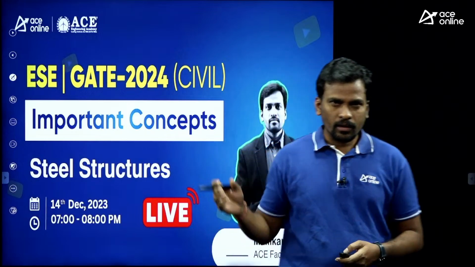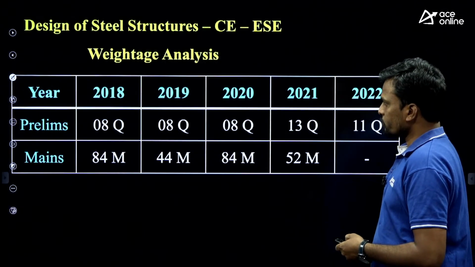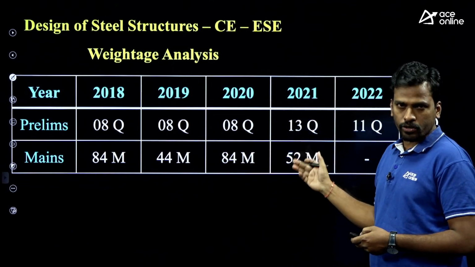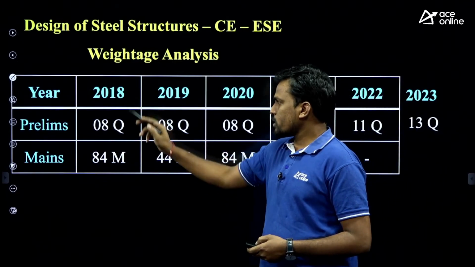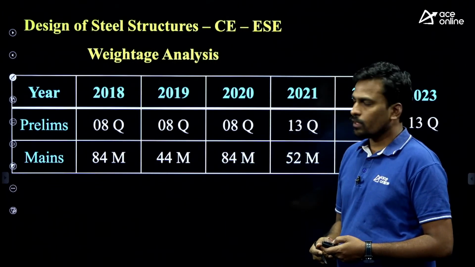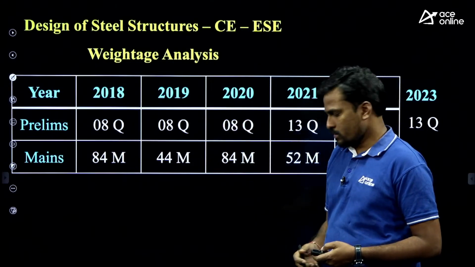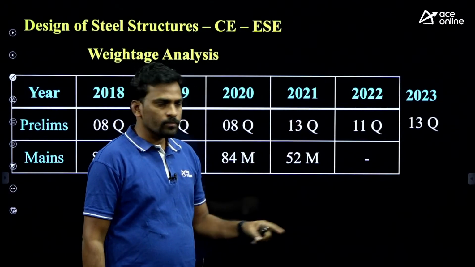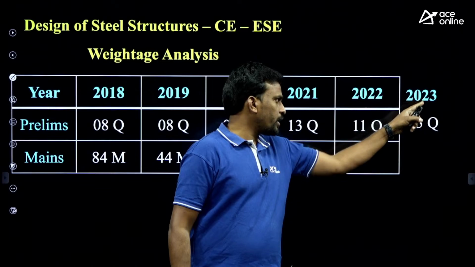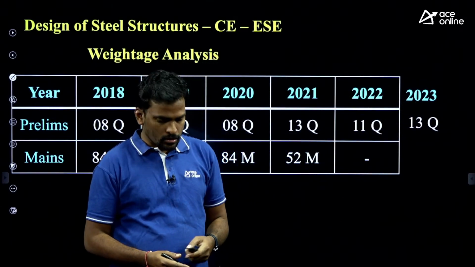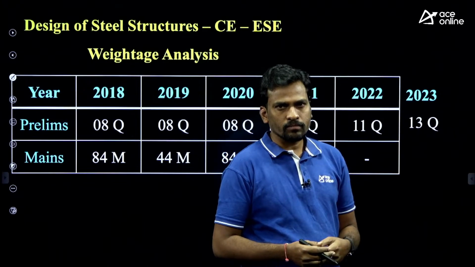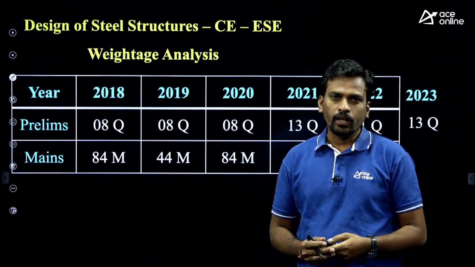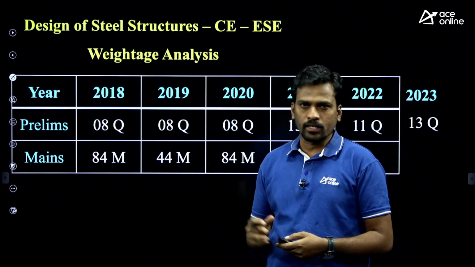If you see the ESE weightage, these are previous questions, the number of questions. In 2018, 8 questions in prelims, 2019 also 8 questions, and in 2020, 8 questions, but in 2021, 13 questions, 2022, 11 questions, and in 2023, 13 questions. So we can expect an average of 10 questions from this subject for prelims. And which type of questions will be asked, we will discuss.